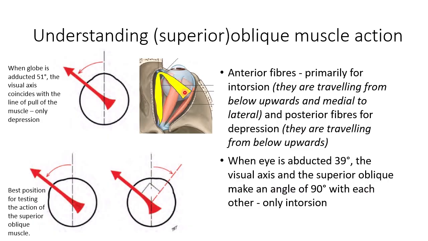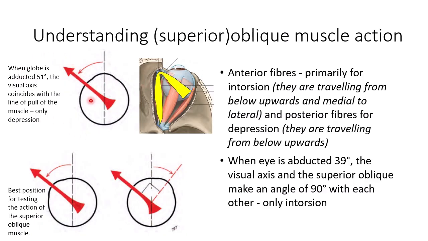Now, these are the anterior fibers and these are the posterior fibers. Now, suppose the globe is adducted, not rotated but pointing inward by 51 degrees. The visual axis is going to coincide with the pull of the muscle, right? We are talking about the anterior fibers, which appear after the pulley. So now this part of the superior oblique muscle is parallel to the axis of the medially rotated eyeball, or the orbital axis, and only depression is going to happen, or elevation in case of inferior oblique, right? Because the line of pull of muscle is parallel to the orbital axis in the adducted position.